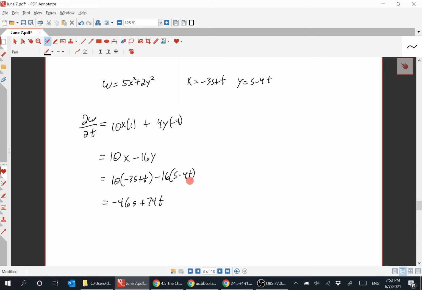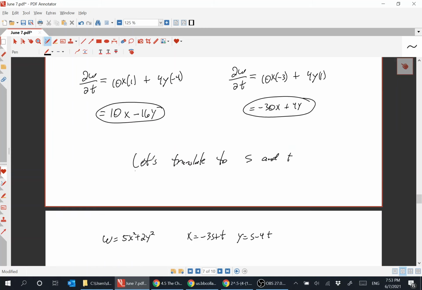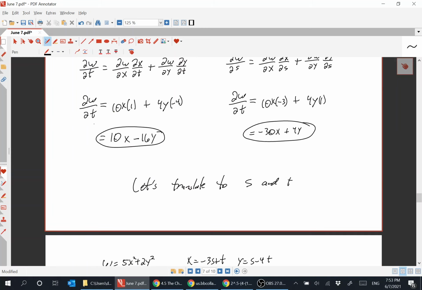So in terms of s and t, that's dw/dt: minus 46s plus 74t. So this is the answer. Right, this is the answer to the question. Let's translate to s and t, just something extra.